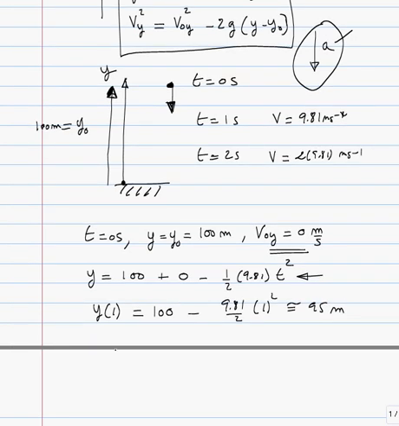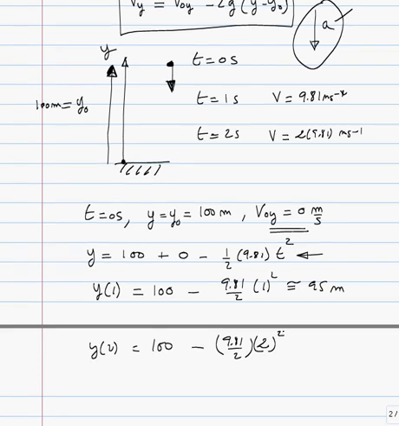At t is equal to 2 seconds, we'll have the same initial position, 100, but this time we're going to have 9.81 divided by 2 times 2, which is now being squared. So that little square is telling us that at every second, the longer we wait, the larger will be the displacement. In this particular case, now we have a 4 divided by 2, a 2, so this is roughly 20. So this will be 80 meters.